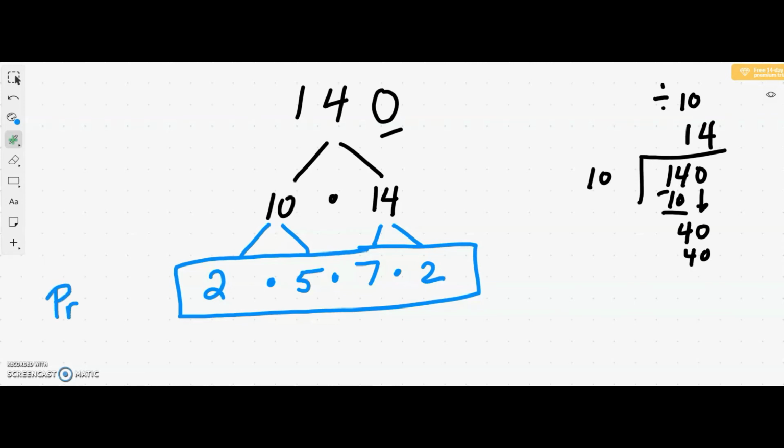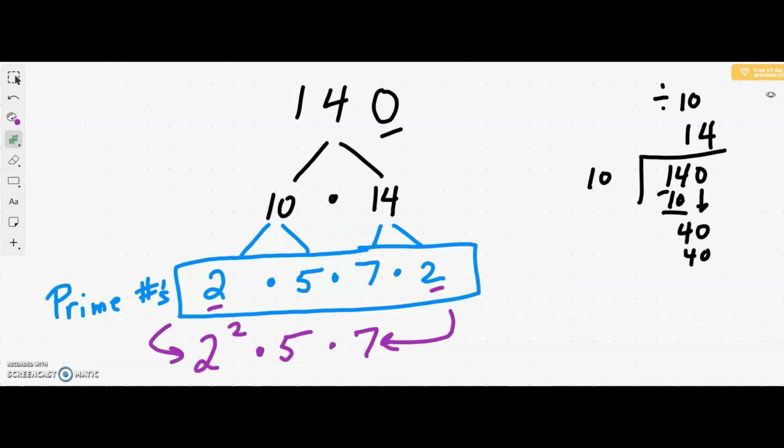So these are all prime numbers. The only thing I need to do now is combine this and rewrite it in exponent form, or exponential form. If you notice, I have a 2 and I have a 2. So that means I have 2 to the second power, because there's 2 of them, times 5 times 7. And this is what I'm looking for on a test. That's what I need. I need it in that format.